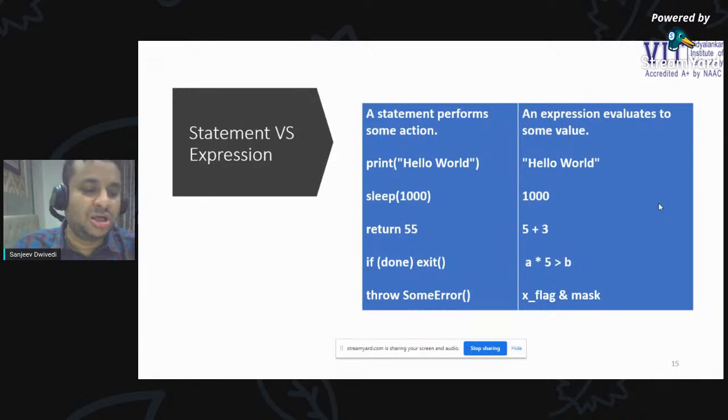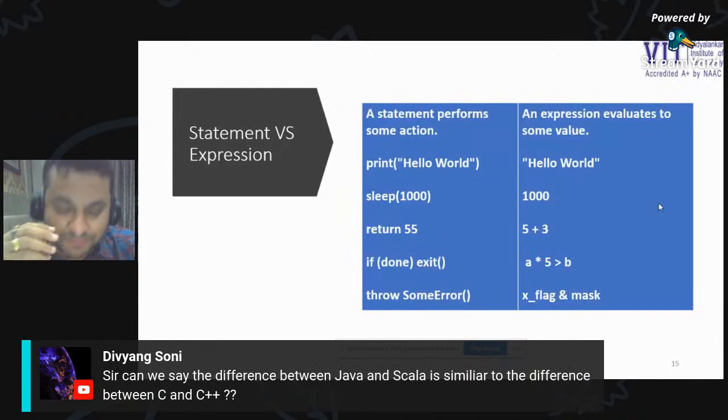Divyang Soni says the difference between Java and Scala is similar to the difference between C and C++. Sorry, beta. C and C++ both are imperative. So in both C and C++, we tend to write programs in terms of statements, whereas Java is object-oriented, which is again imperative. Scala is functional.